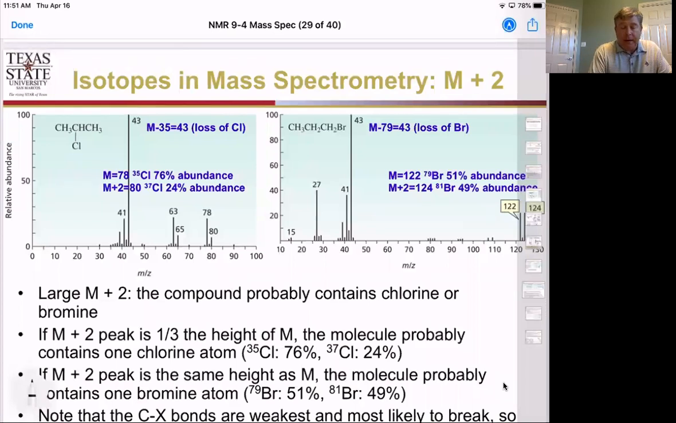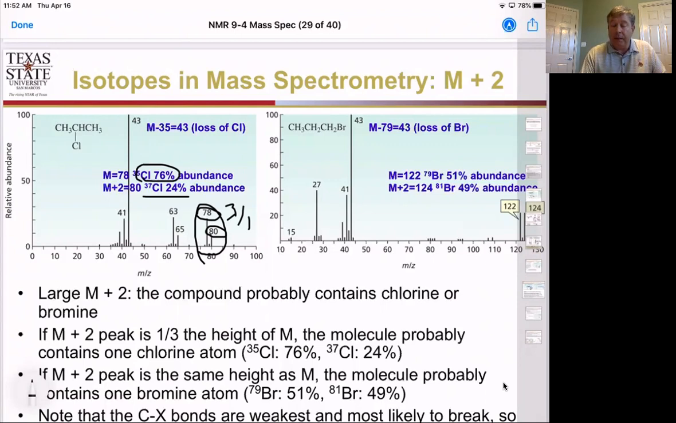Chlorine has about 75% of it as the 35 isotope, and 24% of it is approximately the 37 molecular weight isotope. And so what we see here is that we have our M peak plus our M+2 peak, and they're in a ratio of about 3 to 1. Because this molecular ion peak is in a ratio of 3 to 1, we see that there's probably a chlorine in the system, because that shows up as that ratio.